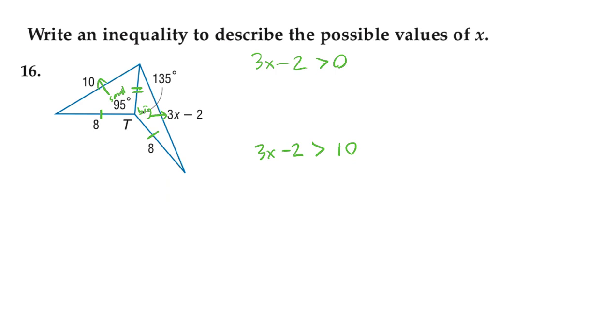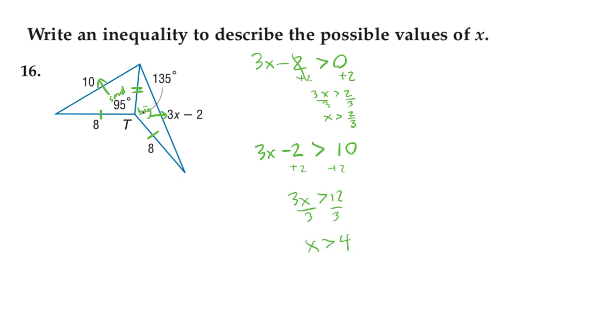Okay, so this at least we go plus 2 plus 2. 3x is bigger than 2, so divide by 3, x is bigger than 2/3. And then here we go plus 2 plus 2, 3x is bigger than 12, divide by 3, x is bigger than 4.